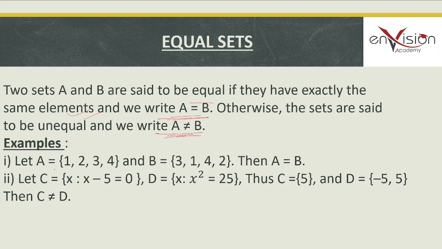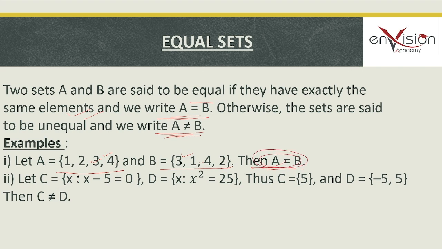Let's see with an example. If A is equal to {1, 2, 3, 4} and B is equal to {3, 1, 4, 2}. As I said before, in roster form, it's not compulsory that the order will be the same, but the elements inside that set must be the same. Here also, 1 is there, 2 also, 3 also, 4 also. So this is an equal set, meaning we can say A is equal to B here.